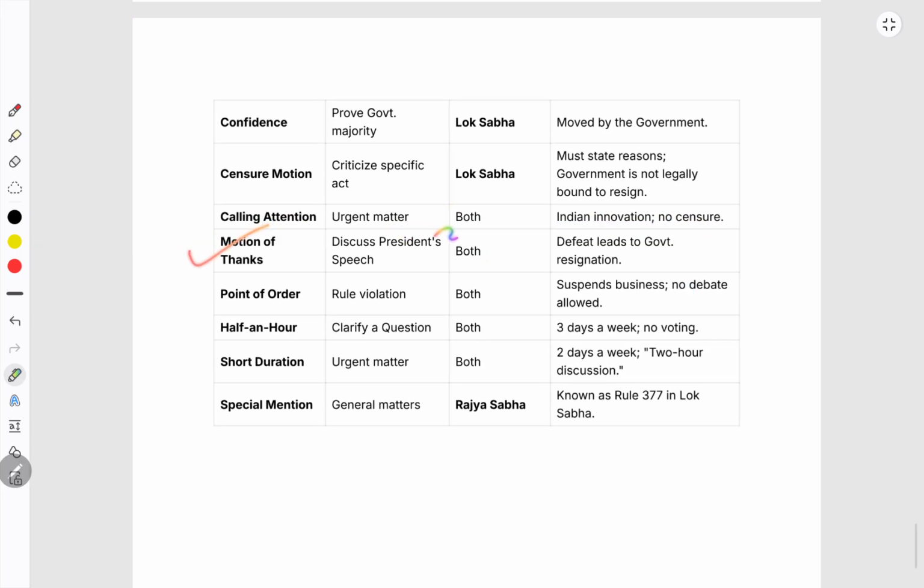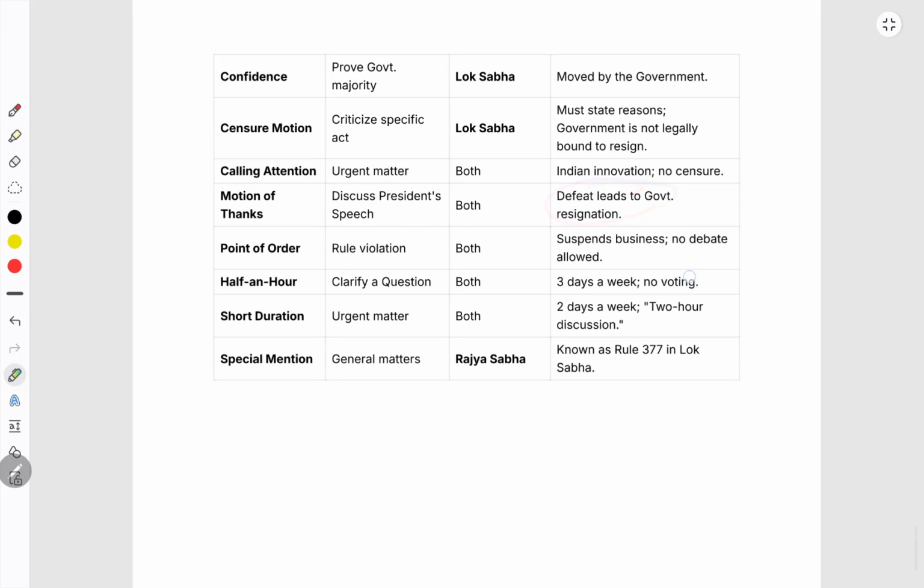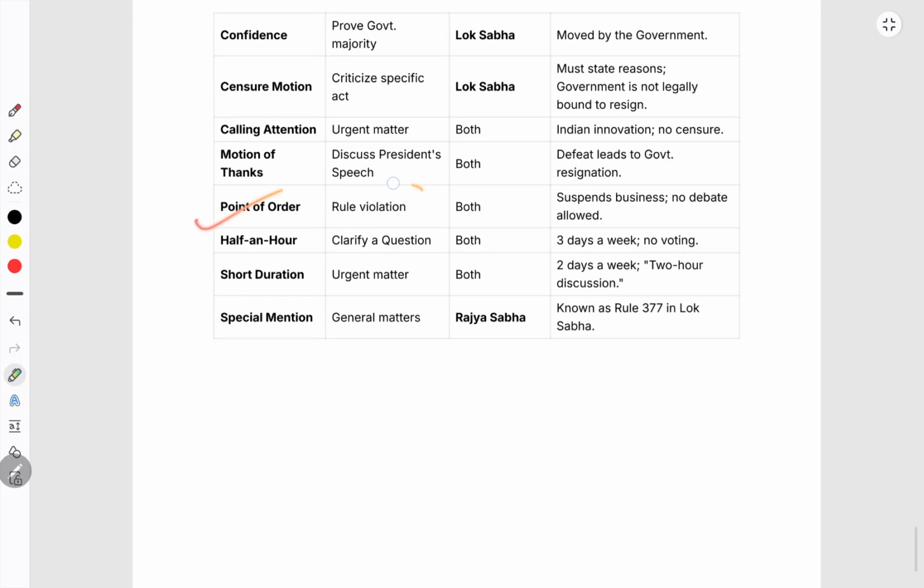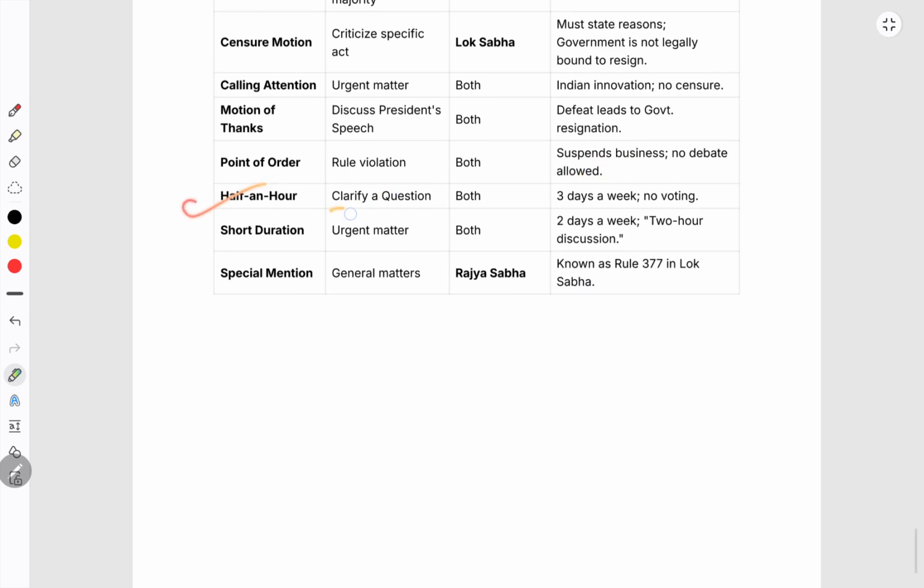Now motion of thanks, this is to discuss the President's speech. This is done in both the houses. Defeat in Lok Sabha leads to government resignation. Okay. Then point of order, this is for rule violation, used in both the houses. This suspends business, no debate allowed. Okay. Then half an hour discussion, it's to clarify a question, can be used in both the houses. Then 3 days a week can be reserved for this, no voting.